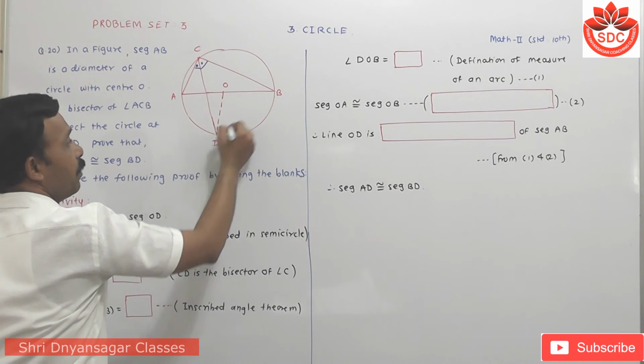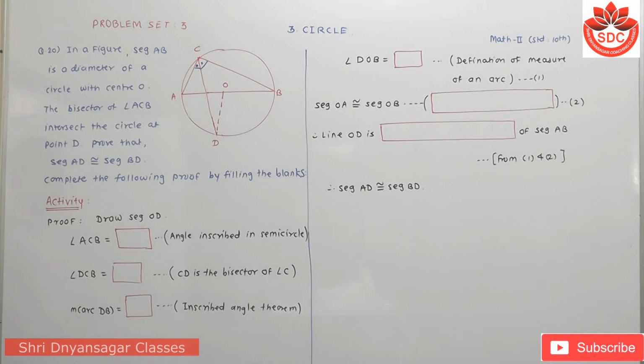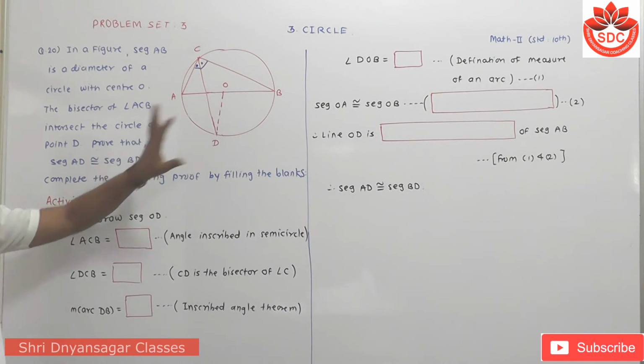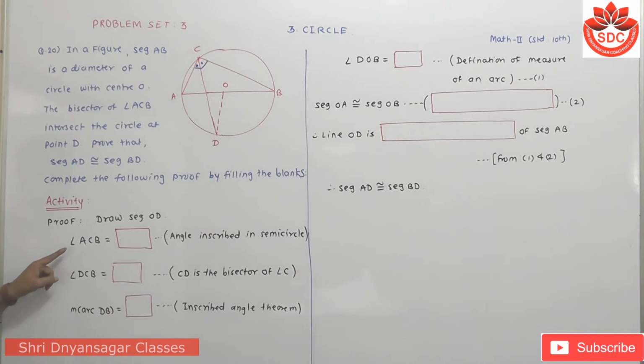So we have to show that AD and BD are equal, congruent. Complete the following. Prove by filling the blanks here. This is an activity type question, very important question. Now its proof is: draw segment OD. What have we done? We have drawn OD.